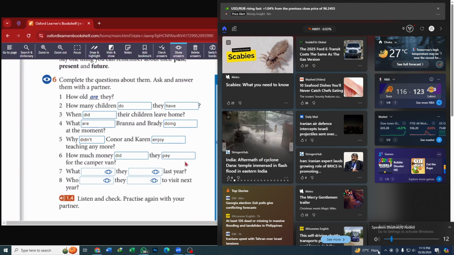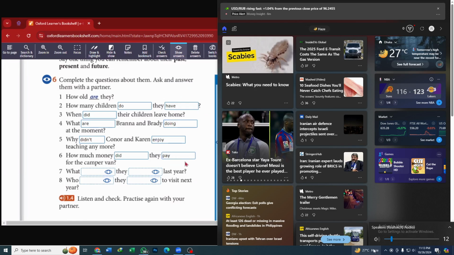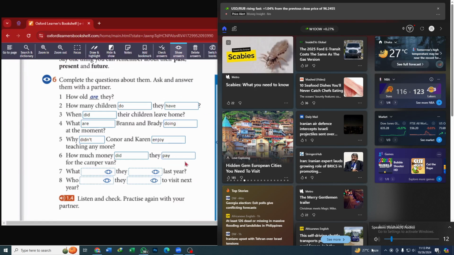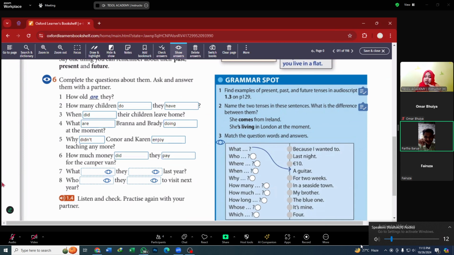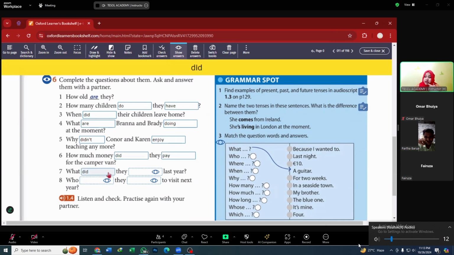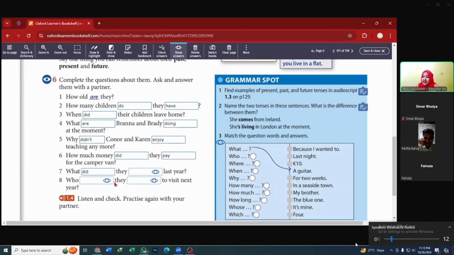What are they doing last year? Doing is present continuous tense. Sorry. Last year is past tense. What were they doing? Or sorry, what did they visit last year? It will be what did they do last year. Yes. Okay, last one, Miss Bindu.